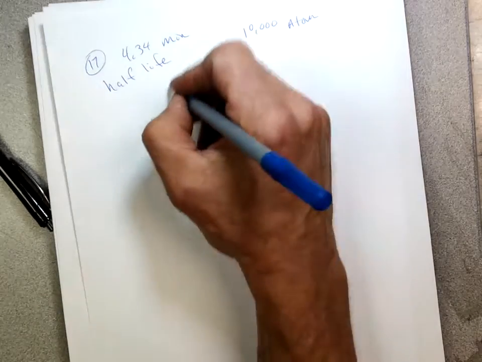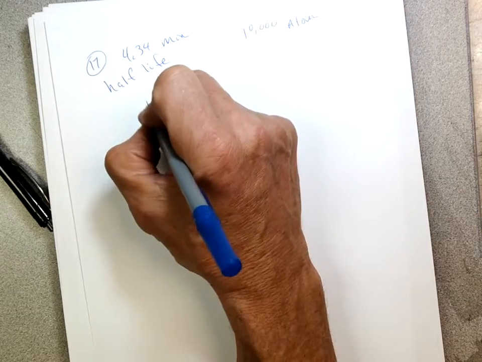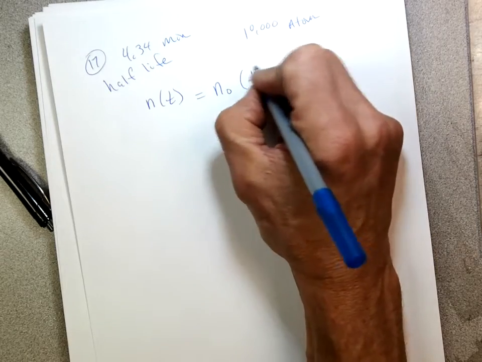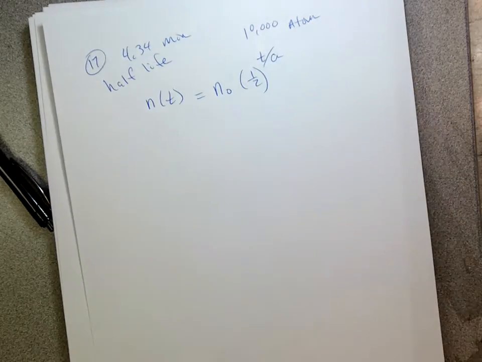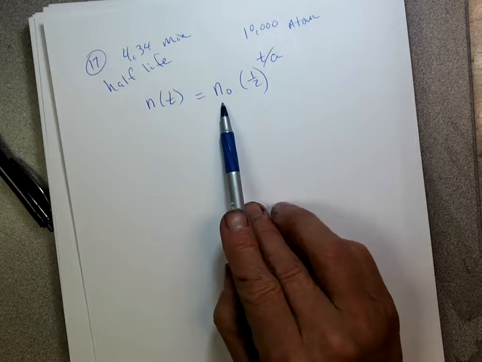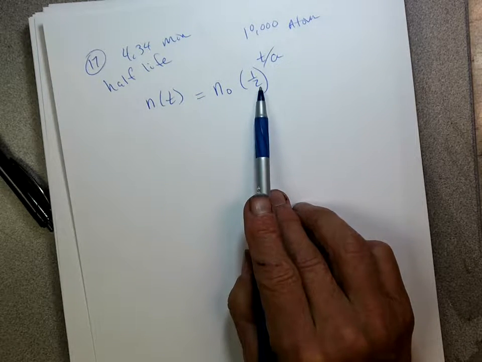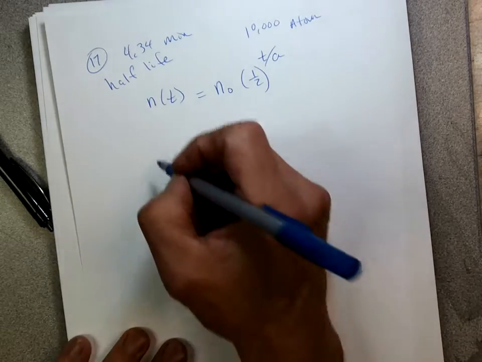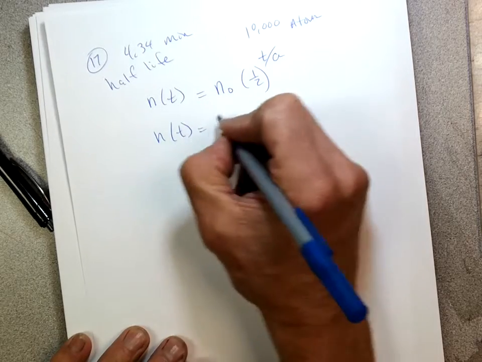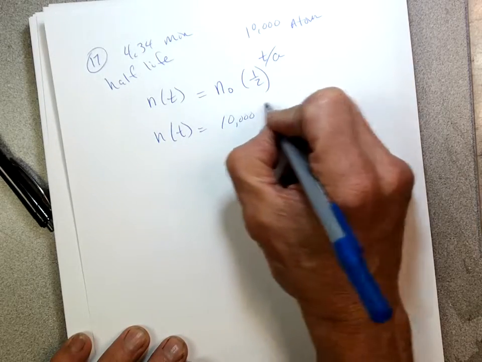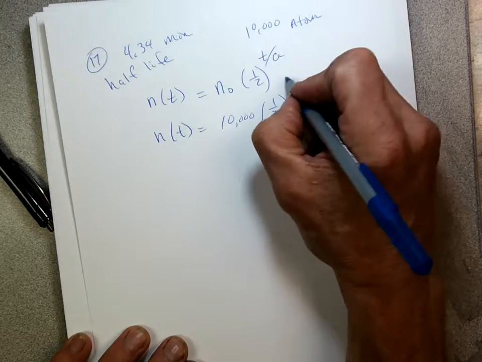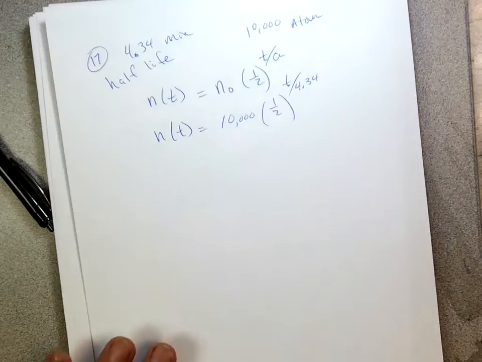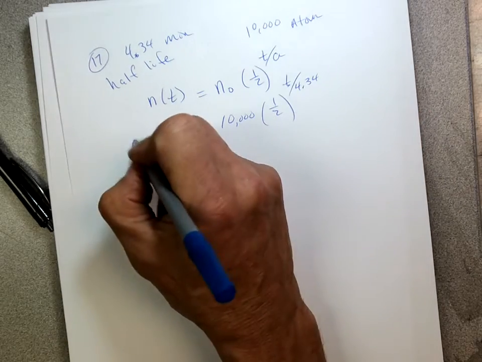So let's use our N of t equals N0 times 1/2 to the t over a. Beginning amount, which is 10,000, 1/2 because that's the rate at which it decays, and a is my half-life, which is 4.34. So our formula, N of t, number over time: beginning amount, 10,000 atoms, times 1/2 to the t over 4.34 minutes. Okay, there's A. We got our formula set up. Boom.